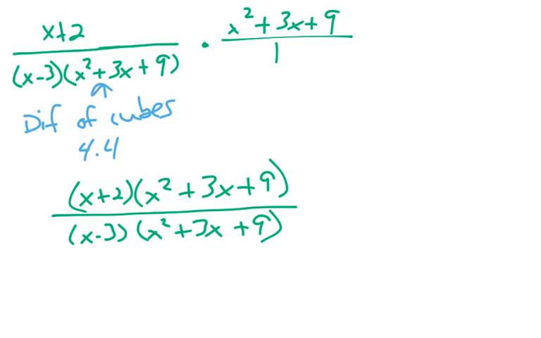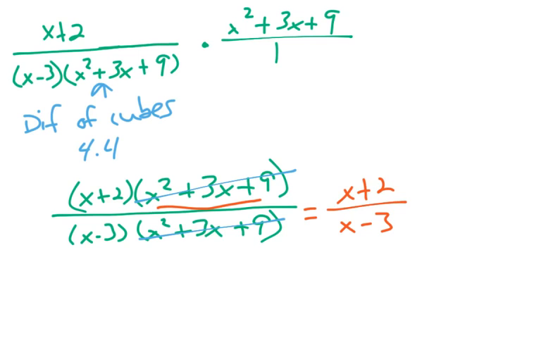And what I hope you notice is that both of them have that x squared plus 3x plus 9 term. So this cancels with this. So what are we left with? Well, we're left with x plus 2 over x minus 3. Now the question becomes, do we have any excluded values? Now, if you try to solve this, x squared plus 3x plus 9, what you're going to find is that there are no real solutions.